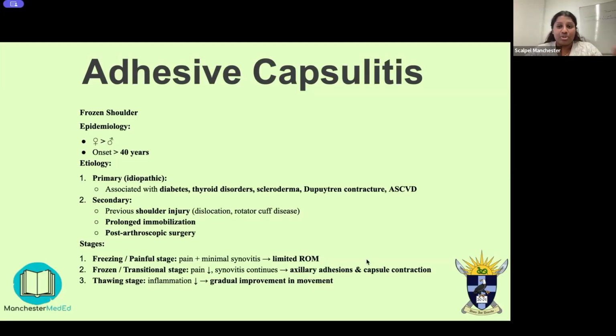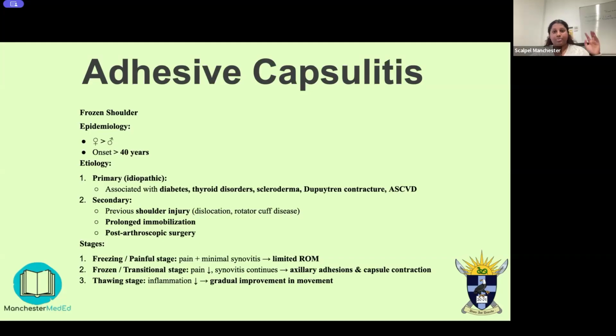The way that frozen shoulder progresses is through 3 stages. First would be the most painful stage. It's pain and synovitis, which is just excess fluid within the joint cavity. Sorry, synovial fluid, that's what I'm trying to say. And because of that, you have limited range of motion, mostly due to the pain.